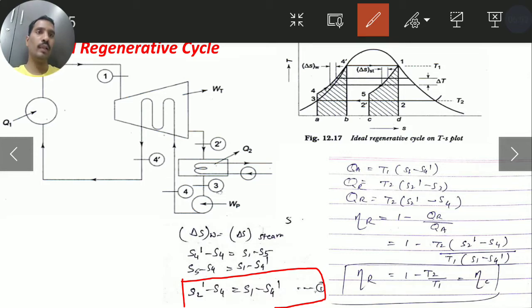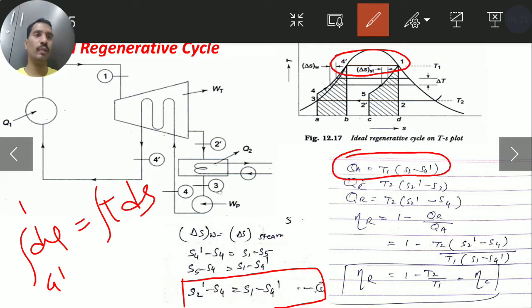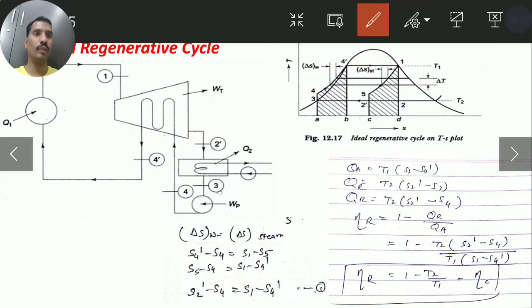Now if you calculate the heat supplied, heat is supplied during the 4 dash to 1 process. Using the formula dq equals TdS and integrating from 4 dash to 1, we get heat supplied QA equals T1 times S1 minus S4 dash. Similarly, heat is rejected during the 2 dash to 3 process. So QR is T2 times S2 dash minus S3, which is T2 times S2 dash minus S4, because S3 and S4 lie on the same vertical line, so we can replace S3 with S4.